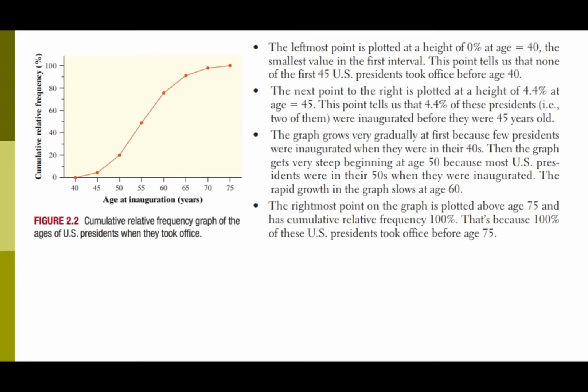So the leftmost point is plotted at a height of 0%, which is saying that no presidents took office before age 40. The next point is plotted at a height of 4.4%, which means that 2 presidents were inaugurated before 45 years old. And you see we have the steepest increase here between 50 and 60 because that's where the most presidents were when they were inaugurated. And the rightmost point is up here saying that 100% of presidents took office before age 75.